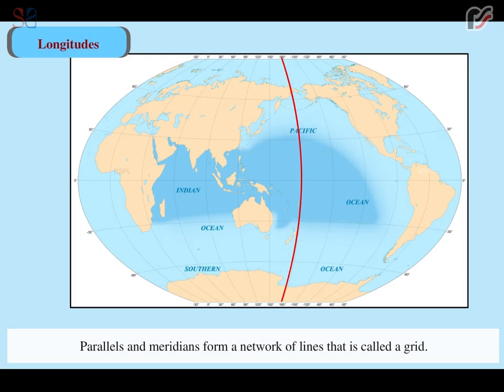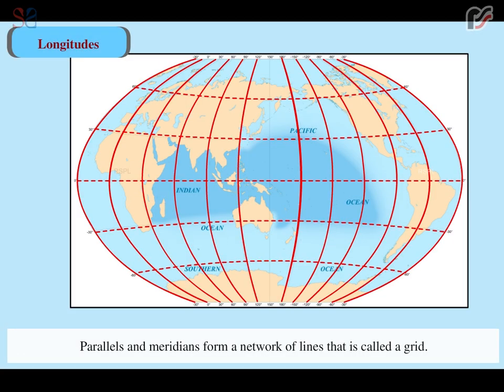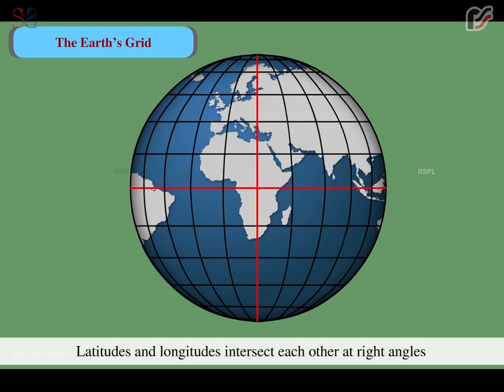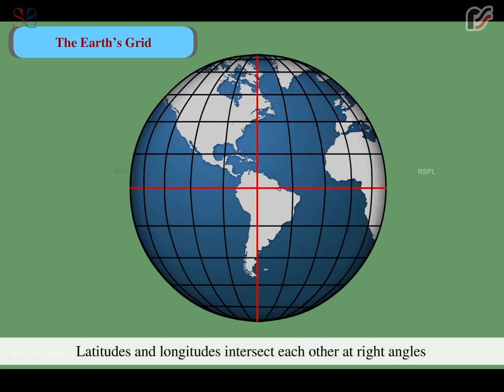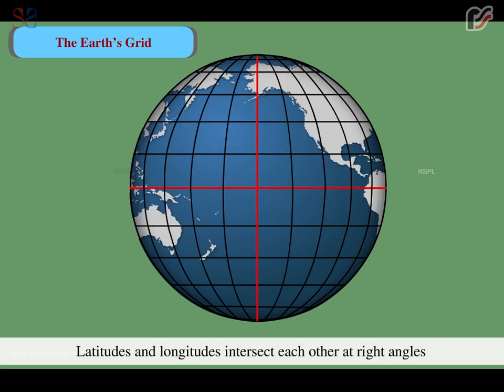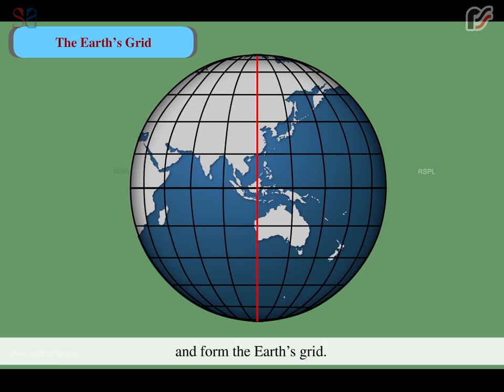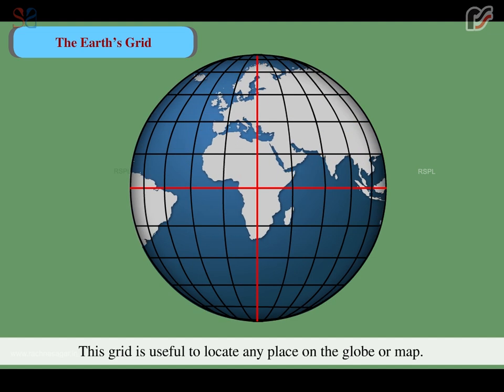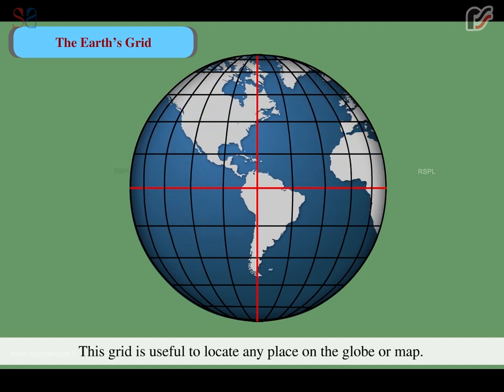Parallels and meridians form a network of lines that is called a grid. Latitudes and longitudes intersect each other at right angles and form the Earth's grid. This grid is useful to locate any place on the globe or map.